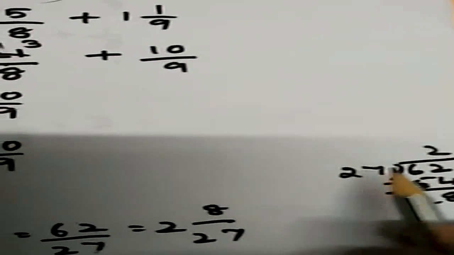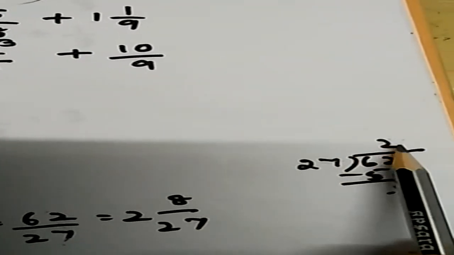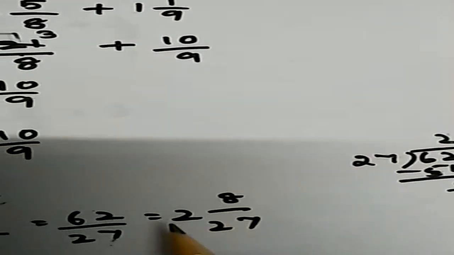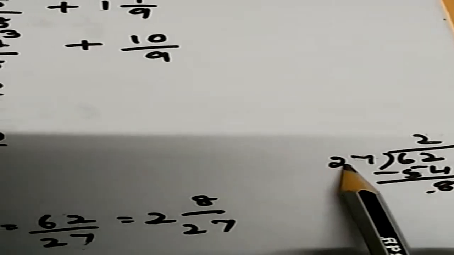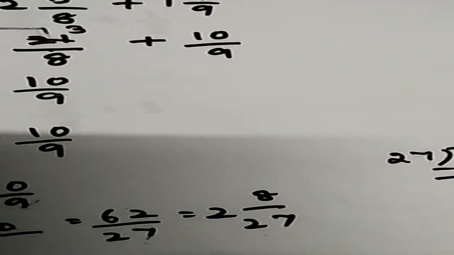Now how will you write it as a mixed fraction? First, what is the quotient? Here we got 2, so the quotient is the whole number. First you will write the quotient, then remainder by divisor. That will be the answer.